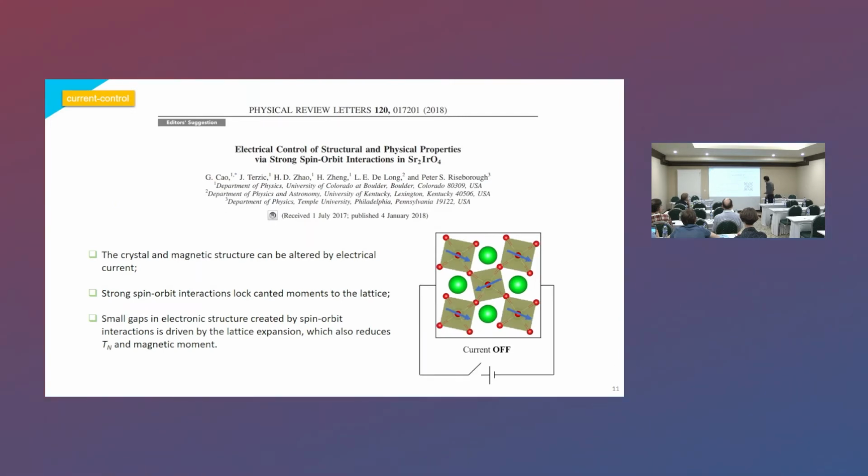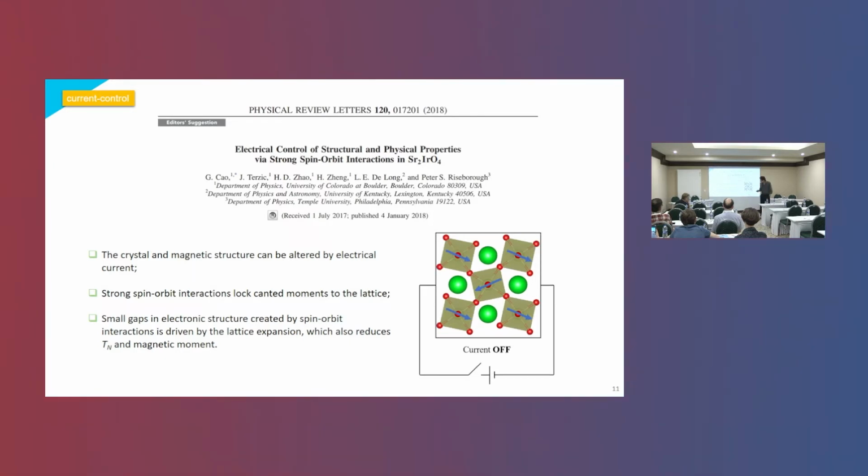This is our first attempt in 2018. We used a very small DC current to control this spin-orbit coupled material. The physical properties of this iridate are driven by a combined effect of spin-orbit interactions and Coulomb interactions. So it has all kinds of interesting phenomena, and many of them are still not so well understood. We apply current to control this.